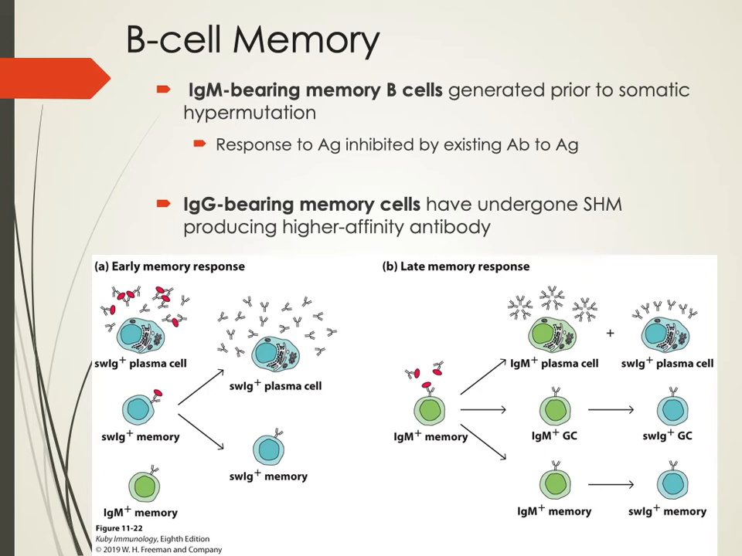We want to be able to jump in at any point. And so by having IgM-bearing memory cells, we can jump in at that point. We can signal them to divide, and then we can take some of those and undergo somatic hypermutation and class switching with them. Then we would have the IgG effector cells, like plasma cells producing the antibodies. And so again, what we can think of with this also is early memory response versus late memory response.